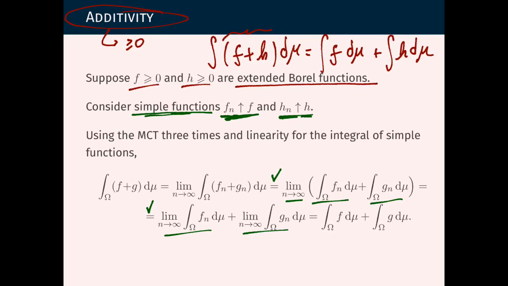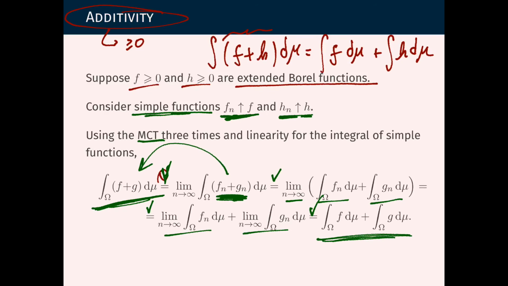And now we have to justify these two here, but for these two we just use the monotone convergence theorem. This simple function here is non-decreasing, and in the limit it converges to f plus g. So here we can use the monotone convergence theorem, and likewise here, for the same reason, we can use the monotone convergence theorem as well. And this proves what we wanted, that the integral of f plus g equals the integral of f plus the integral of g.